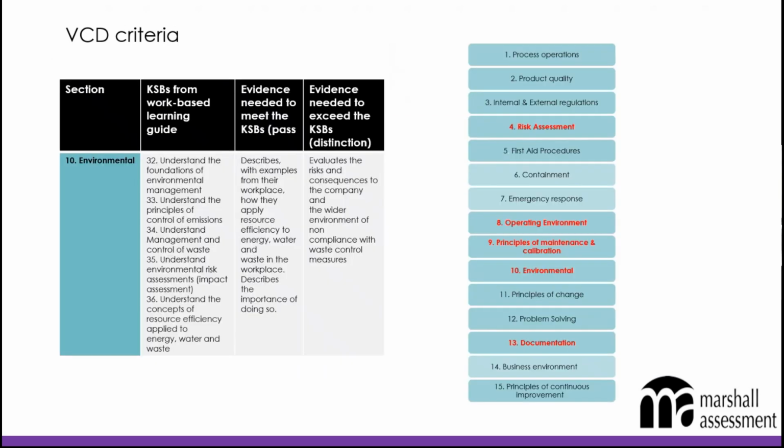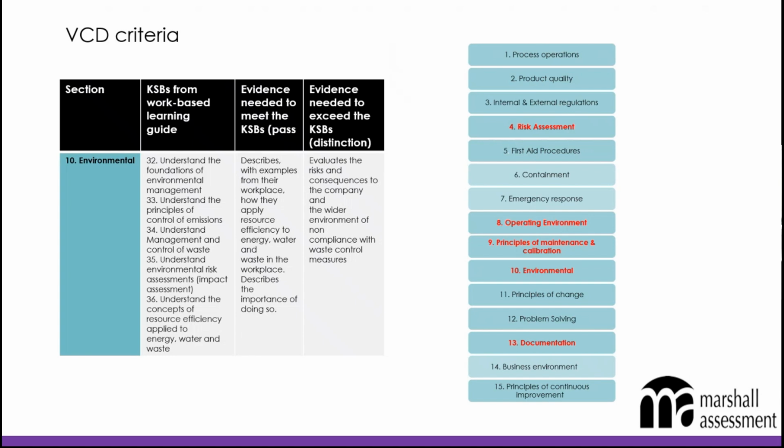Okay, so the criteria themselves, the section of the apprenticeship is environment. In this example, listed from the work-based learning guide, the KSBs, we're looking at 32, 34, 35 and 36. So it's understanding the foundations of environmental management. So obviously these organisations quite often produce waste, and how are you dealing with that? How are you dealing with emissions? What is the impact of your organisation on the environment? And that's an impact risk assessment, not a health and safety risk assessment. It's an environmental risk assessment. So don't get confused between the two.